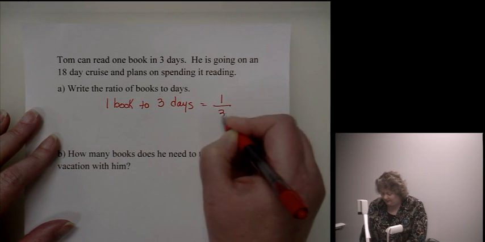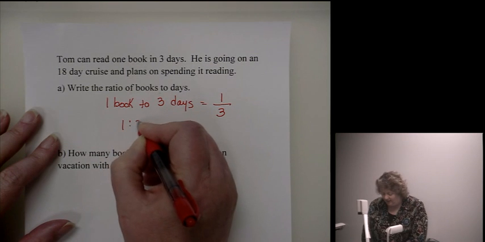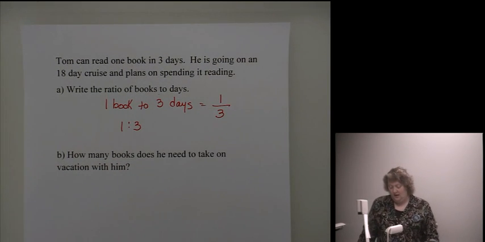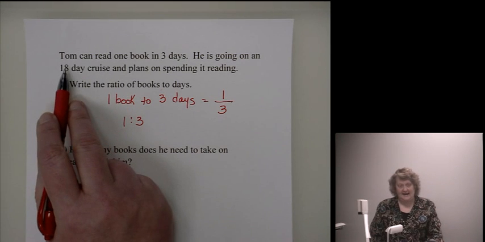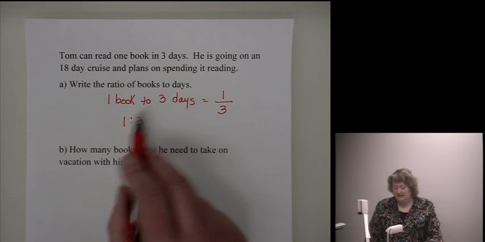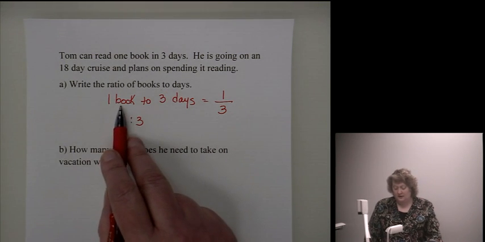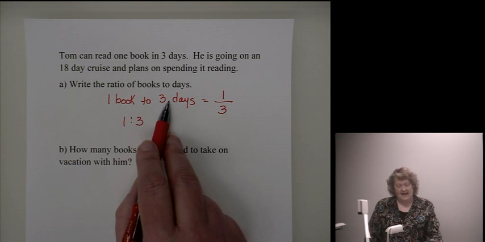Now, I could have made that more complicated. 1 to 3, 1 colon 3. And we'll write it all 3 ways there. I could have made that more complicated and made us have to reduce it. In some of your homework, you may have to reduce it, but I was more interested in the B part of this question. That he can read 1 book in 3 days. How many books does he need to take on vacation with him? Well, he's going to be gone for 18 days. And he needs 1 book for every 3 days.